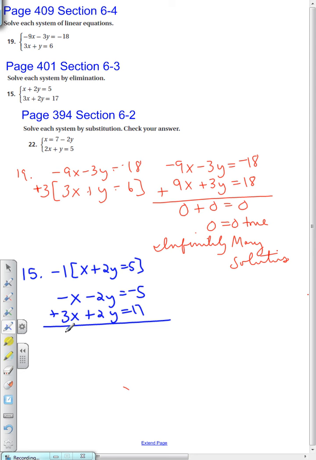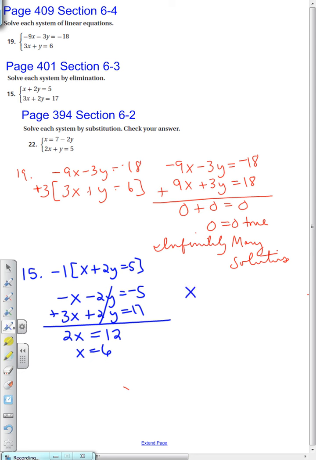So I add those together, I'm going to get 2x, then that's going to be eliminated. That will give me my 0. -5 plus 17 is 12. So I get x equals 6. Then I have to plug that 6 back into either one of the two original equations. I'm going to plug it back into the first one.